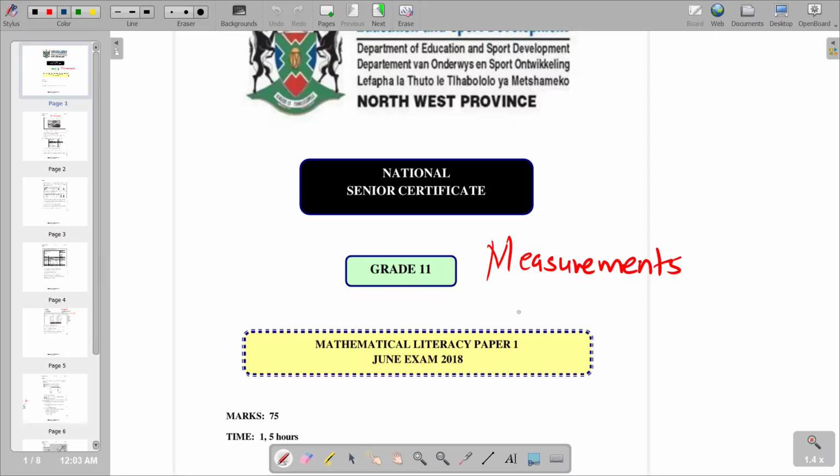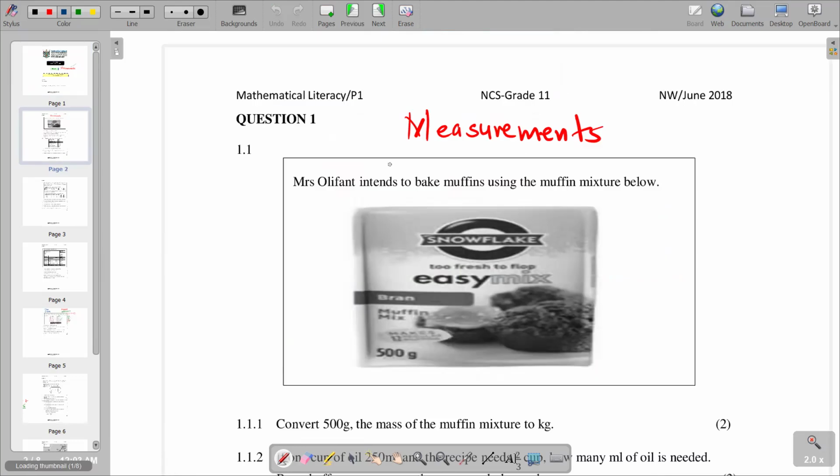Question paper of June 2018. And we are going to look at a question on measurements. The question paper is from Northwest Province. So I'm moving on to a question. It's going to be question one.